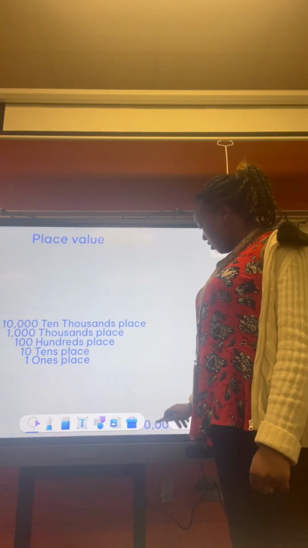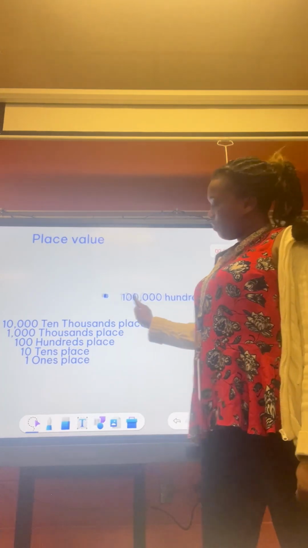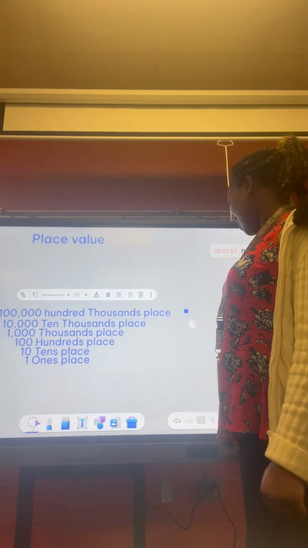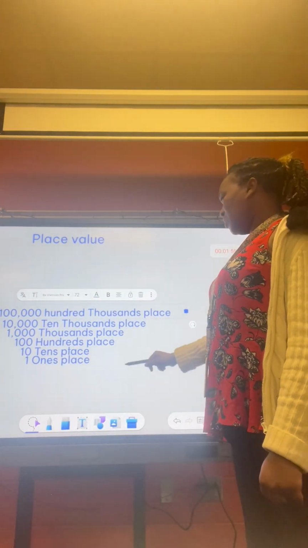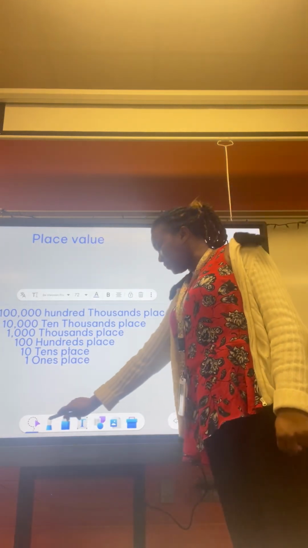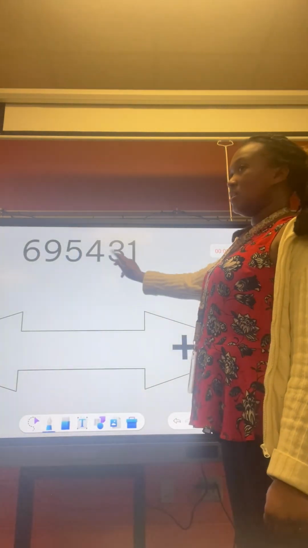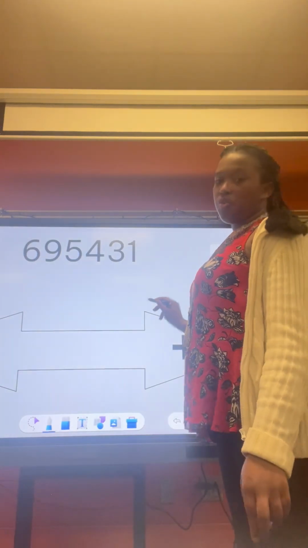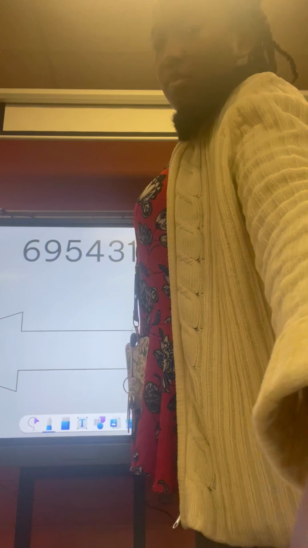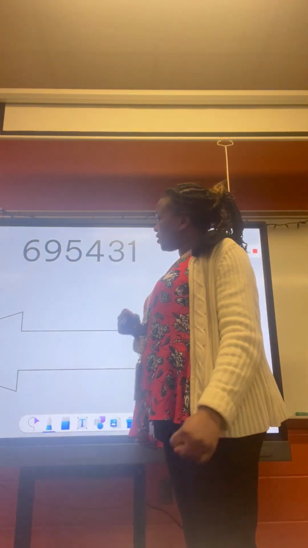And then we move to our final one for today, which is the 100,000s place. And this is called the 6-digit number. And then we will be using these 6 numbers for the worksheet today.